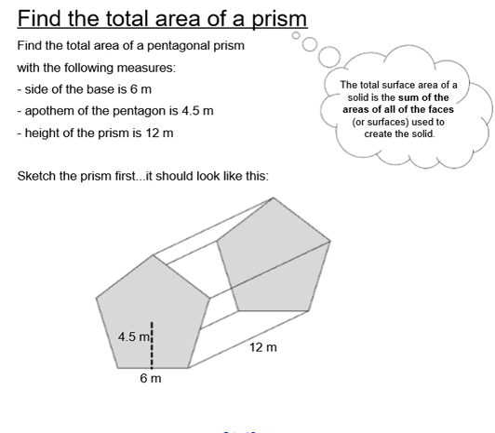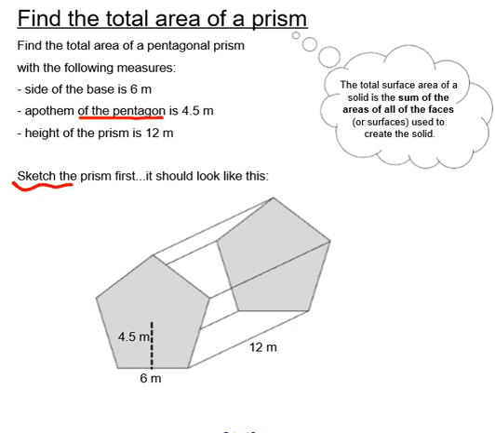Today we're going to practice finding the total area of a prism, or finding an unknown measure when we have the different measures. So if you have to find the total area of a pentagonal prism with the following measures, they're telling you the side of the base is 6, the apothem of the pentagon is 4.5, and the height of the prism is 12.